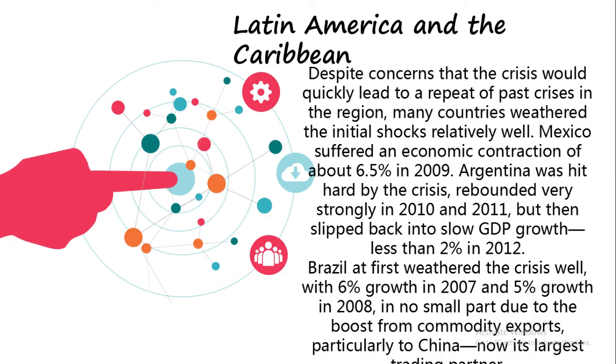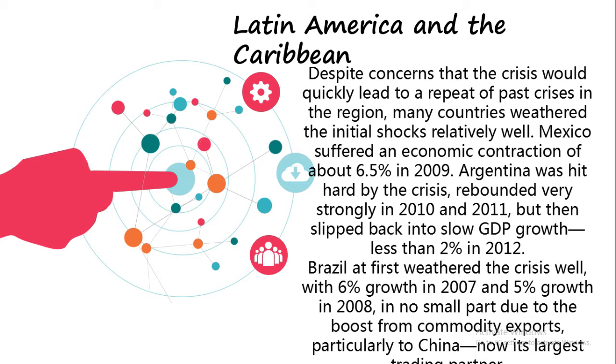Even in countries that have not experienced turmoil, some spillovers, including investor perceptions, have led to falls in economic activity. Despite concerns that the crisis would quickly lead to a repeat of past crises in the region, many countries weathered the initial shocks very well. Mexico suffered an economic contraction of about 6.5% in 2009. Argentina was hit hard by the crisis, rebounded very strongly in 2010 and 2011, but then slipped back into slow GDP growth, less than 2% in 2012.